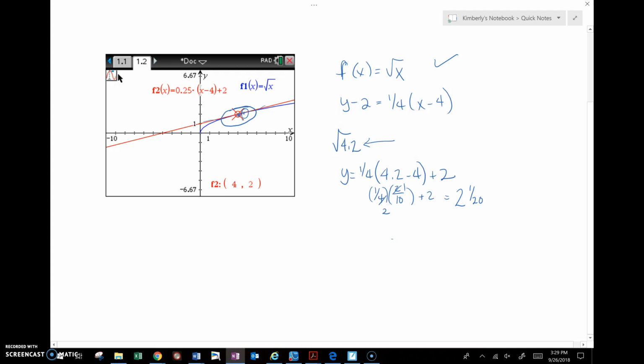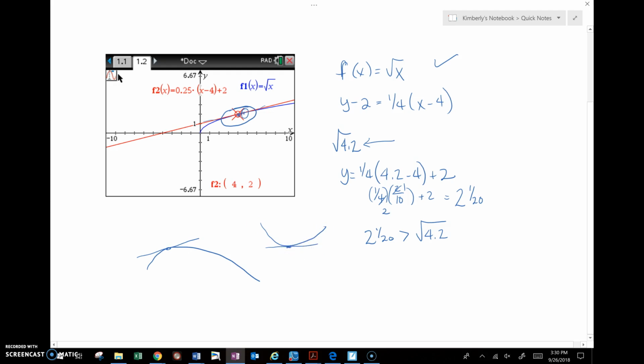Here's one other thing that's kind of cool. I'm looking at this and I can clearly see that the line is above the curve. So I know that 2 and 1/20 is actually greater than the square root of 4.2 because my tangent line lies above the curve. If you've got a picture, that's easy. If you don't have a picture, you have to rely on concavity. So anything that is concave down, the tangent line is always going to lie above. And anything that's concave up, the tangent line will always be below.